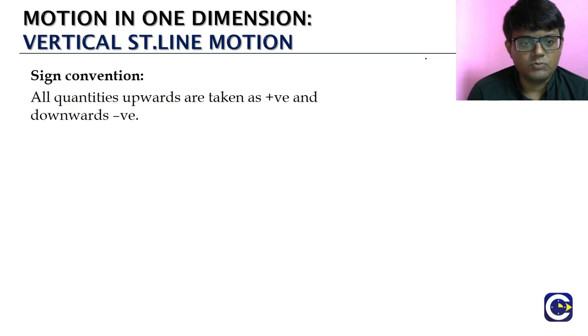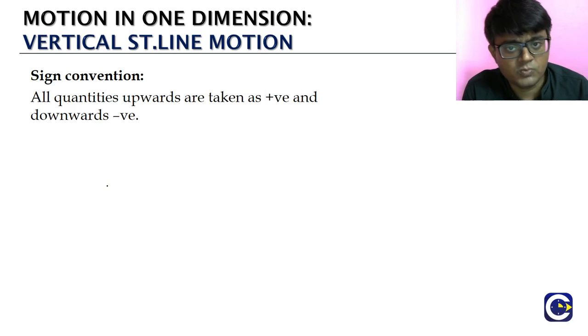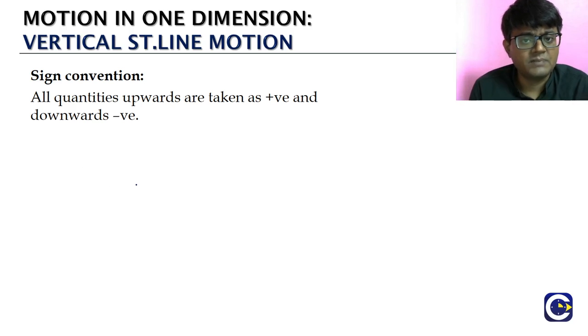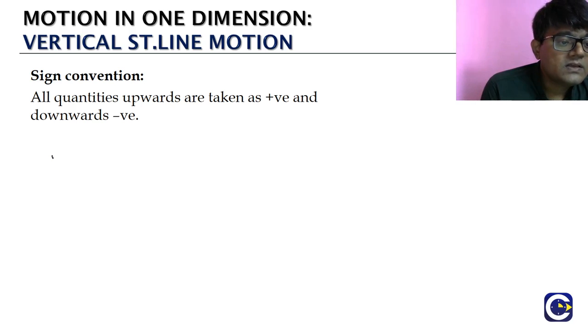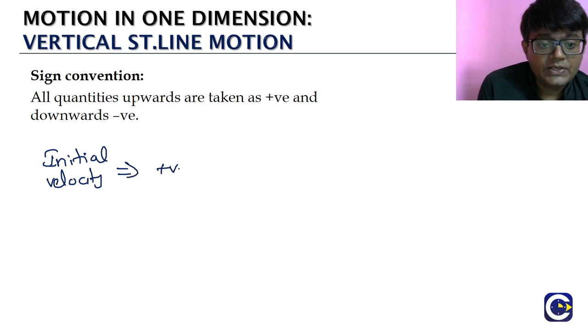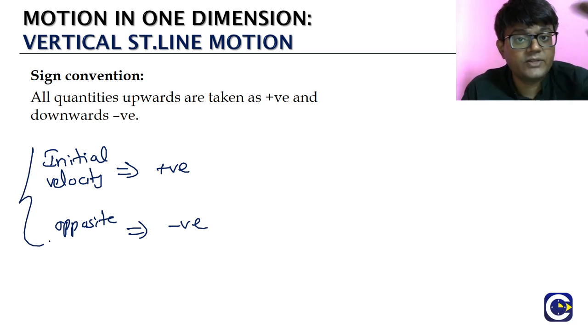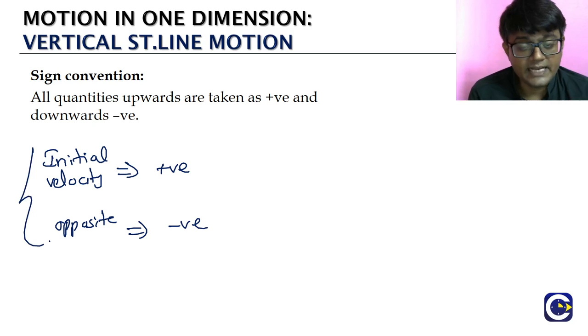Generally in the vertical straight line motion, because we have different cases, like we already talked about it, case 1, case 2, case 3. Sometimes the object may be going up, sometimes the object may be coming down. So some people might still go with that same convention. What is that convention? Whatever the initial velocity direction, they will take it as positive, and the direction opposite to the initial velocity, they will take it as negative. This is the same type of convention that we are used to in the horizontal straight line motion.